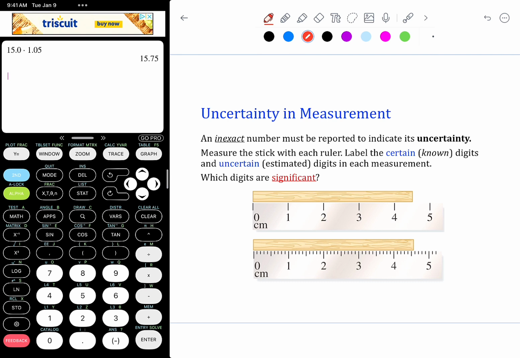So let's bring our sticks back, and now I have two different rulers that we're going to be using with these. So what I want you to do is measure the stick with each ruler. And of those two measurements, label your certain or your known digits, as well as your uncertain digit in that measurement. And then show me which digits are significant.